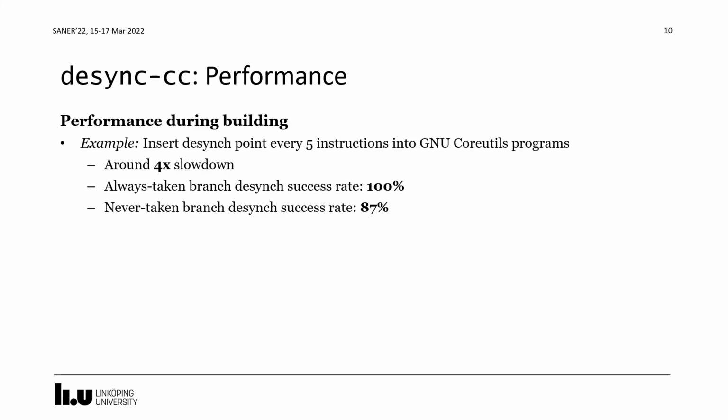So to give you an idea about the performance of our tool, we also performed some preliminary evaluation. To test the performance during building, we inserted desynchronization points every 5 instructions into the GNU coreutils programs. And here we observed around a 4 times slowdown in the build process. We had a success rate of actually 100% in finding desynchronizing junk bytes, a little bit less for the never taken type of branches.